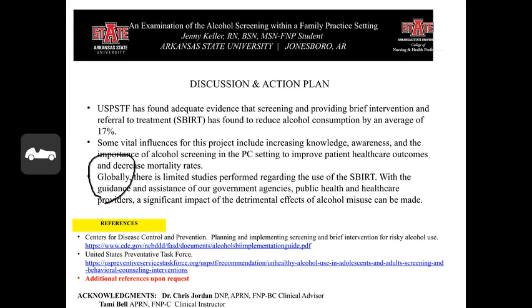Globally, there's limited studies performed regarding the use of this. With the guidance and assistance of government agencies, public health and healthcare providers, a significant impact of the detrimental effects of alcohol misuse can be made.